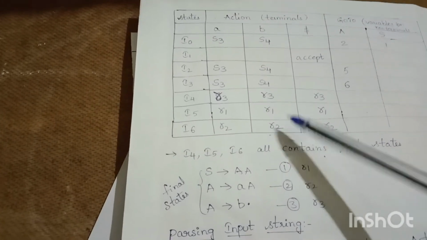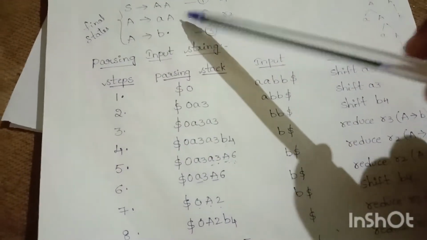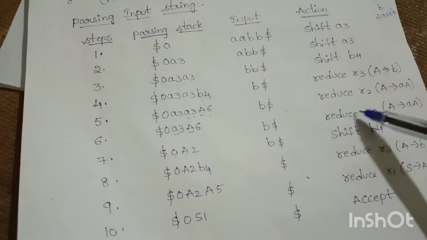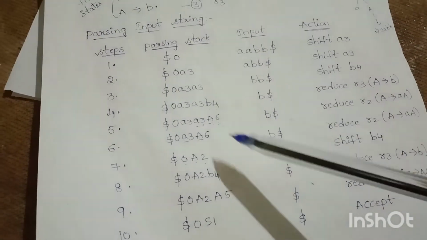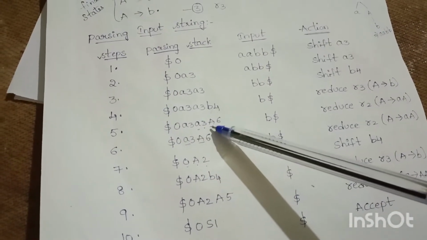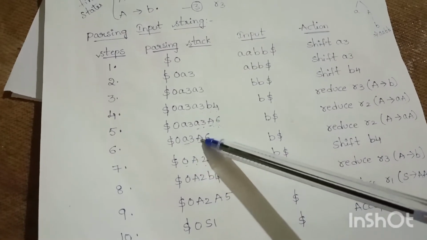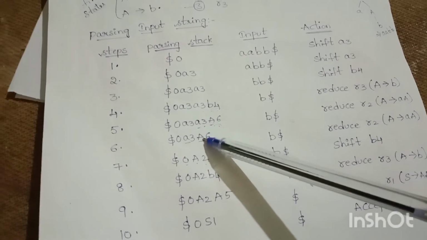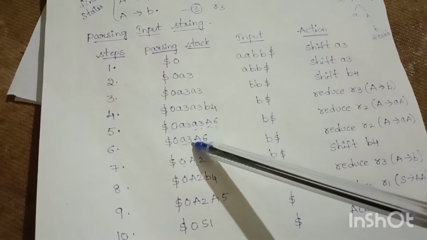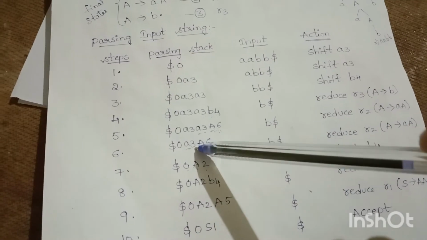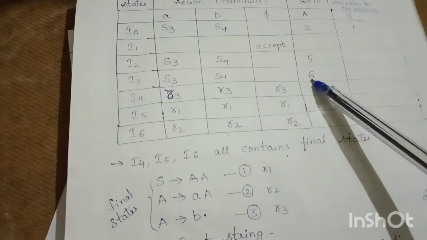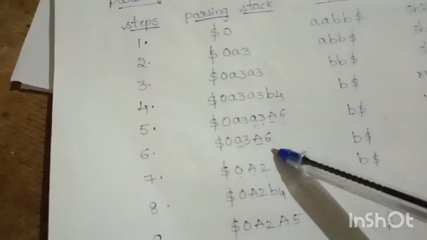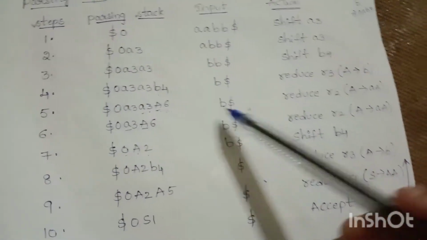6 on B, R2. In R2, what do we have? A tends to AA. So reduce R2, A tends to AA. So this AA is reduced with capital A. So how do we write the number? We need to check with the one behind it, with this non-terminal. 3 on A, what do we have? 6. So here you need to write 6. Now 6 on B.